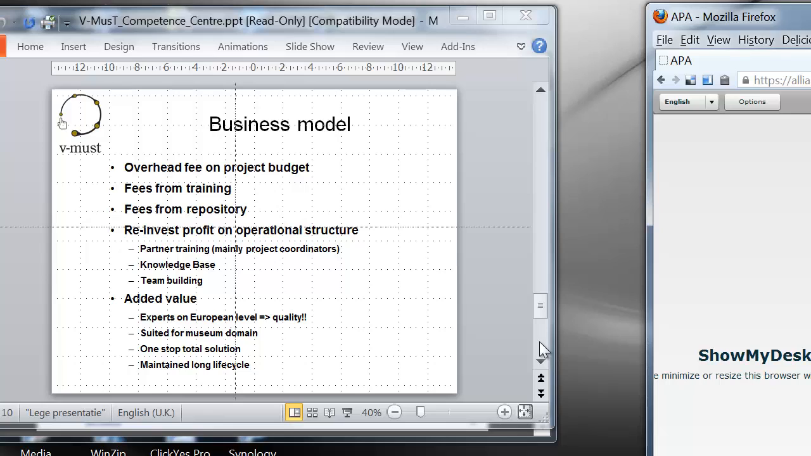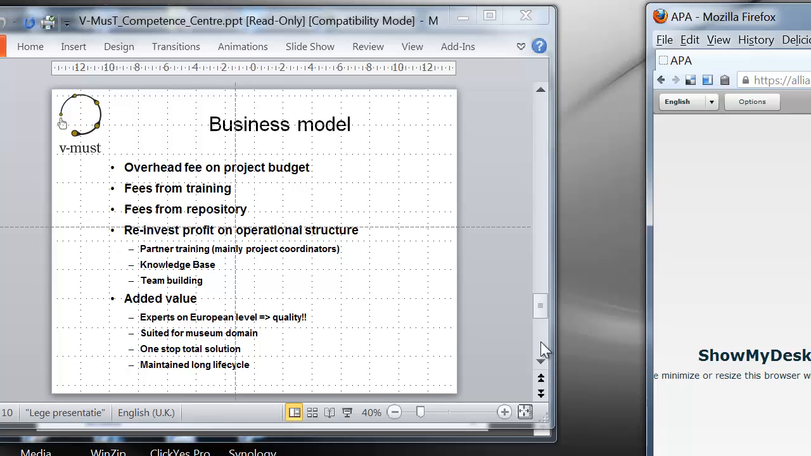Why would people select the VMAST Competence Center instead of some big company doing their job for them? Well, we have some added value, we think. On one hand, we can provide them real experts at the European level. So the word we're going for is quality. We want to deliver quality.